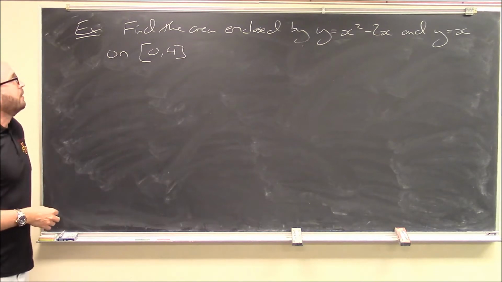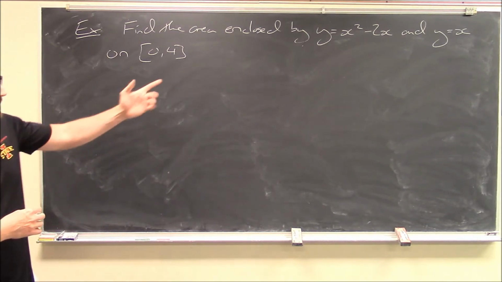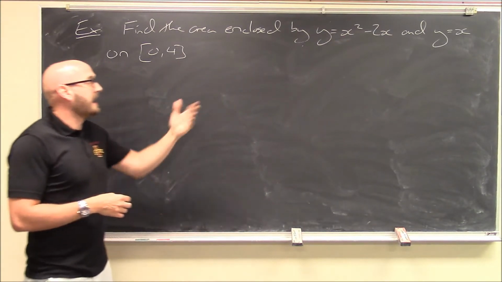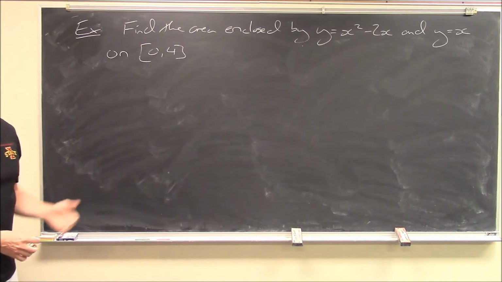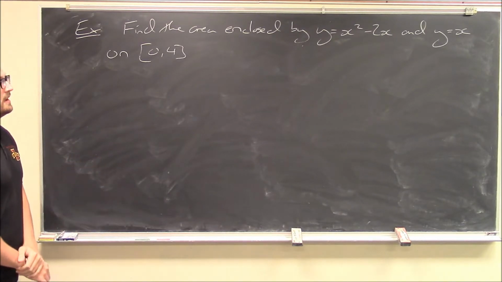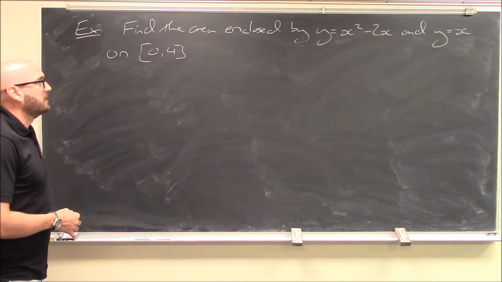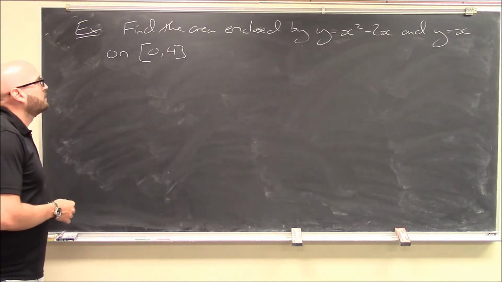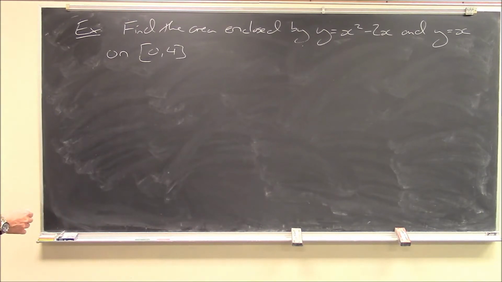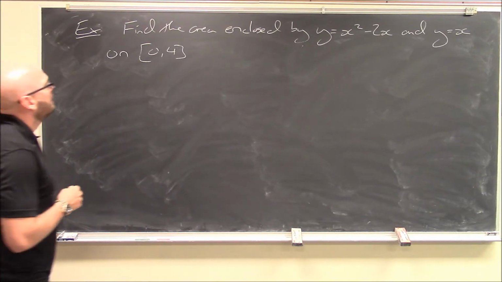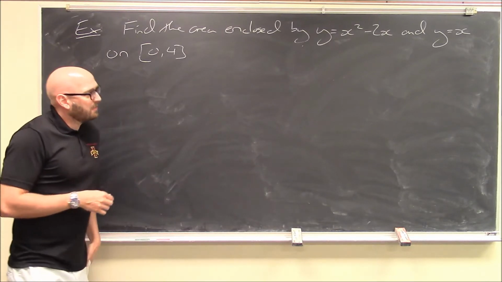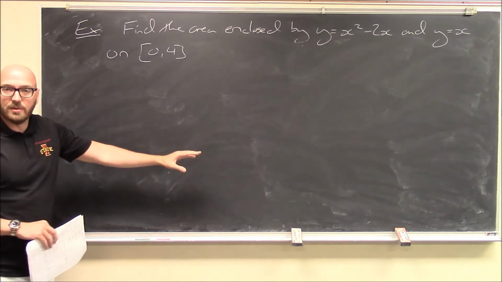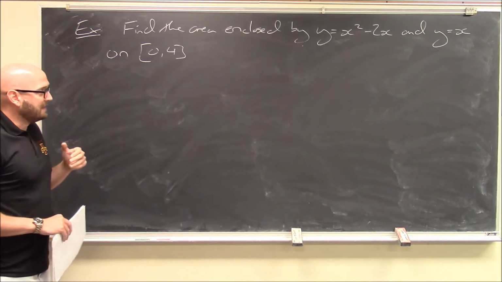Alright, one more problem. Find the area enclosed by this quadratic function, so a parabolic curve, y equals x squared minus 2x, and y equals x again. And keep going with y equals x because it's an easy function to graph and generally nice to work with in these examples. But enclosed by these two curves on the interval from 0 to 4. And what I'm going to do here is I'm going to draw this. I'm going to illustrate exactly what's going on, because if you're not careful with understanding exactly what's going on in this problem, then you're not going to get the right answer.